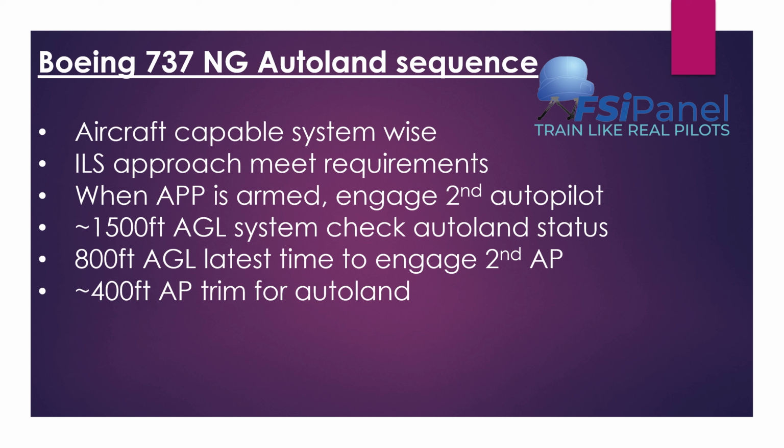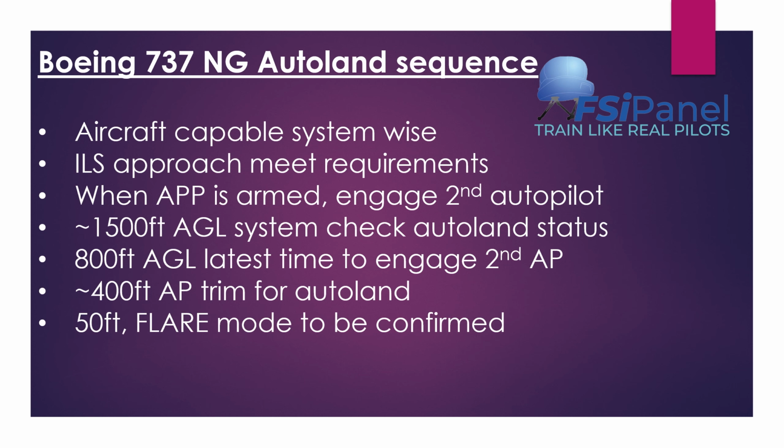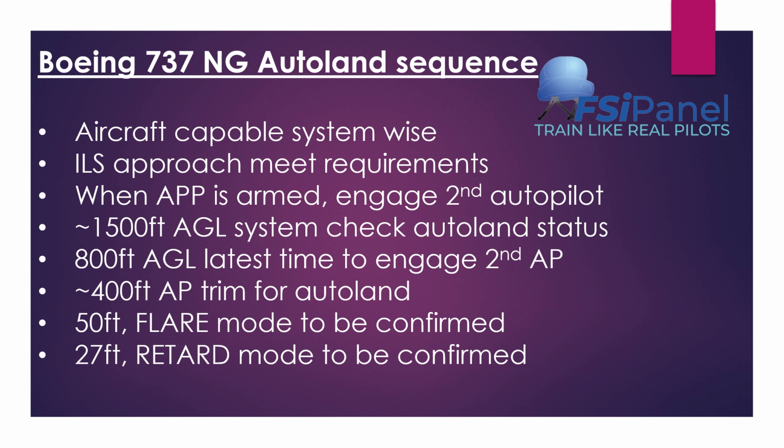At 400 feet, then the autopilot will start to trim up the aircraft for the flare. So there, this is completely normal. At 50 feet, we will check that the flare mode is engaged and the aircraft will start flaring. This is very important. If it doesn't do it, you have two options. Take it manually and try to land, or the safest option is to go around and try to figure out why the flare mode didn't engage. Next, 27 feet, auto throttle will retard and then we will touch down. Right, so let's see that now on the airplane.